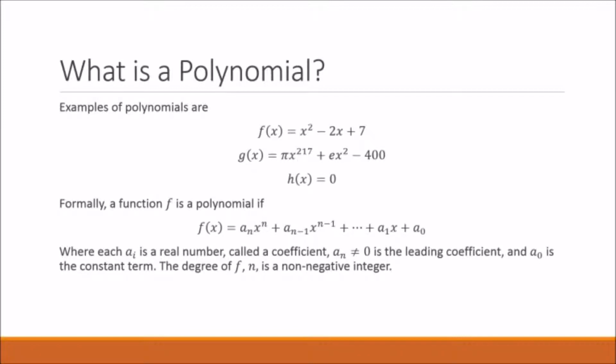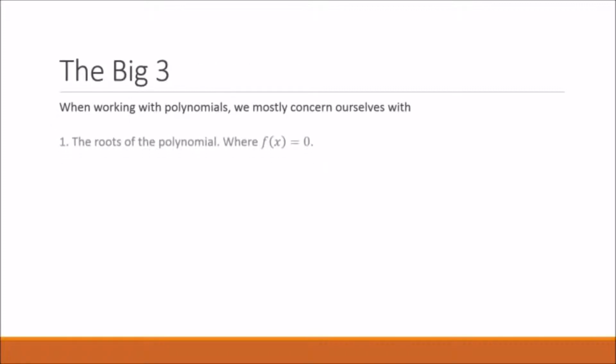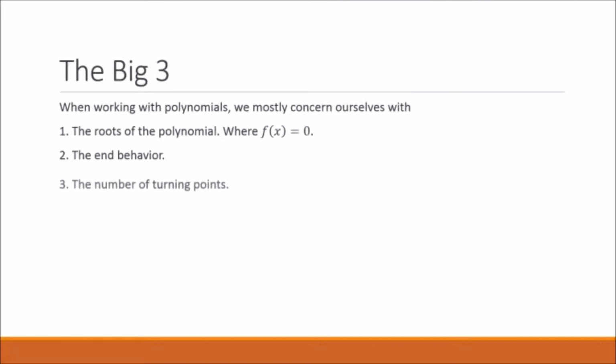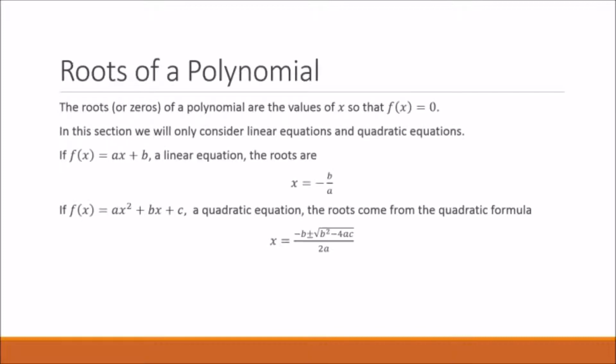So each of these a_(n-1), a_1, a_0 are just real numbers, and we call those coefficients. a_n not equal to 0 is the leading coefficient, and a_0 is the constant term. The degree of the function, n, is a non-negative integer. So the big three things about polynomials: when we're working with polynomials, we'll mostly concern ourselves with the roots of the polynomial, which is the x values where f of x equals 0, the end behavior, and the number of turning points.